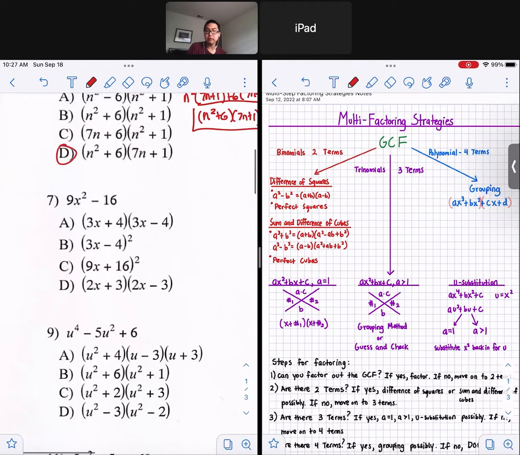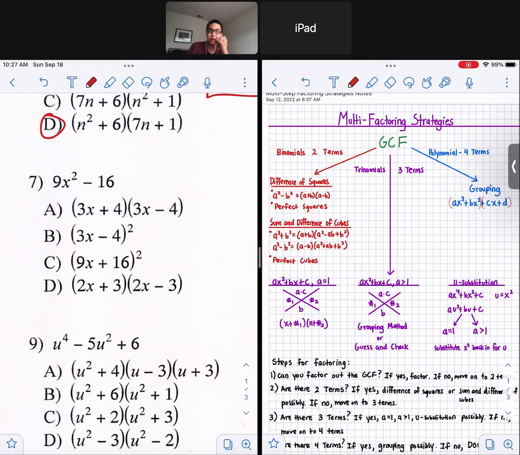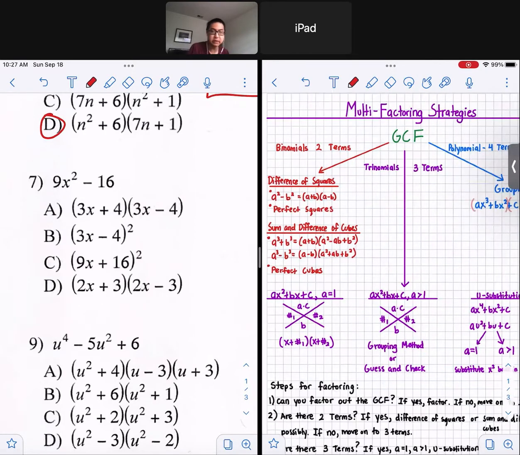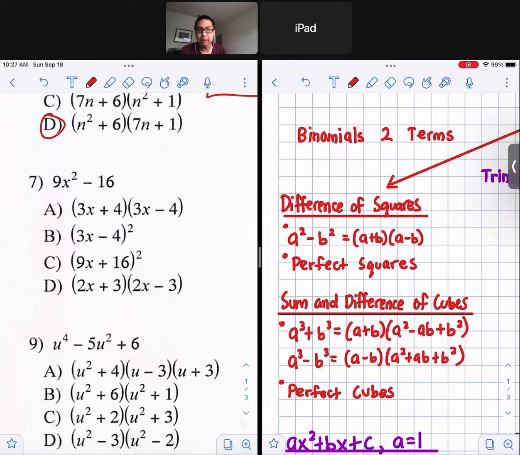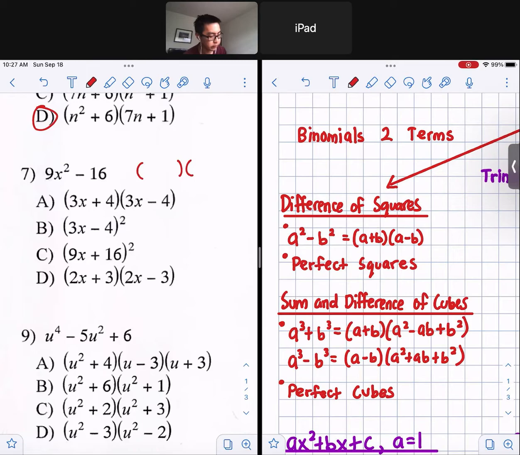Number 7, we can't factor out something from each term, so how many terms do we got? We got 2 terms, so we should be staring at our 2 terms. Now, are these perfect squares or sum and difference of cubes or none? These are definitely perfect squares, so that means we need to do our difference of squares. Also, there's a minus sign in between, which only works if it's a minus sign. So when we do perfect squares, what times itself is 9x squared and what times itself is 16? Well, 3x times 3x is 9x squared and 4 times 4 is 16. Plus and minus. That's going to be A.